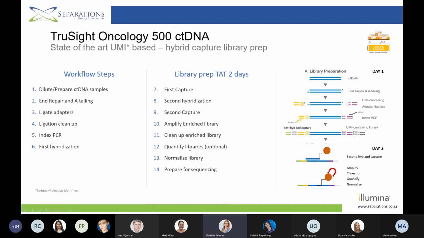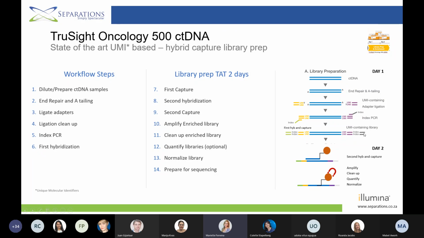If we look at the workflow, it entails you to first extract your samples. This is specifically the workflow for the circulating tumor DNA. So we would then dilute and prepare these samples. Then we would do end repair and A-tailing, followed by the adapter ligation. Then we would need to do a ligation cleanup, and we would have to add the indexes. And then we do a first hybridization overnight.